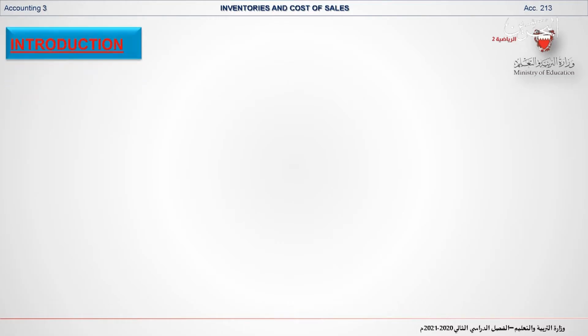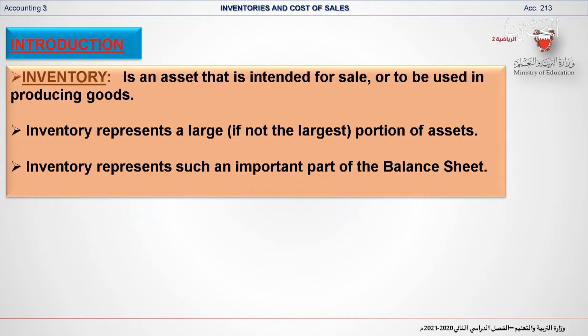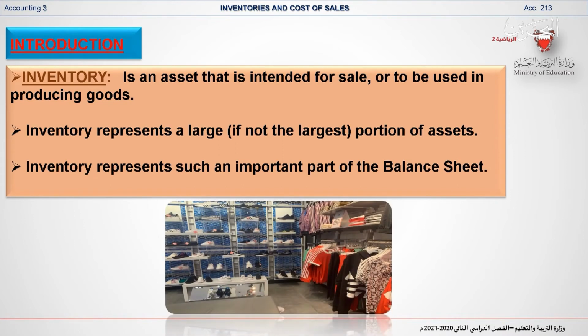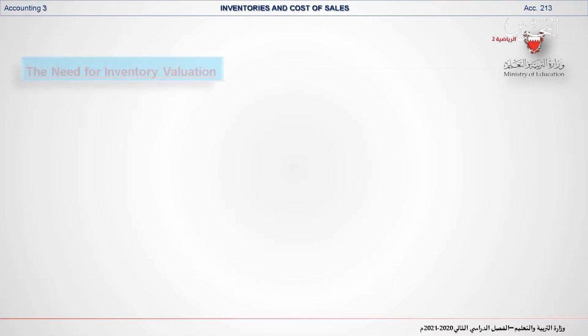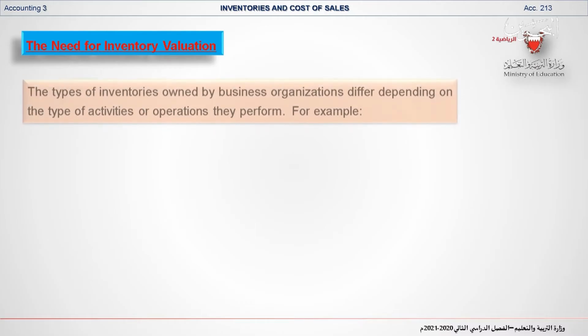To start the lesson, you need to know what the word inventory means. Inventory is an asset that is intended for sale or to be used in producing goods. For many companies, inventory represents a large, if not the largest, portion of assets in the balance sheet. The need for inventory valuation.